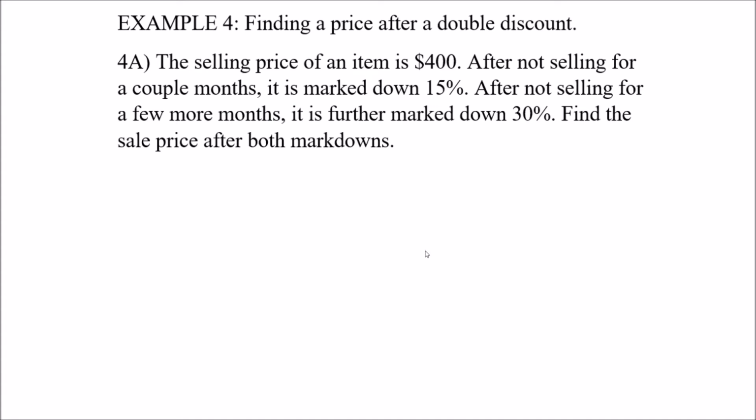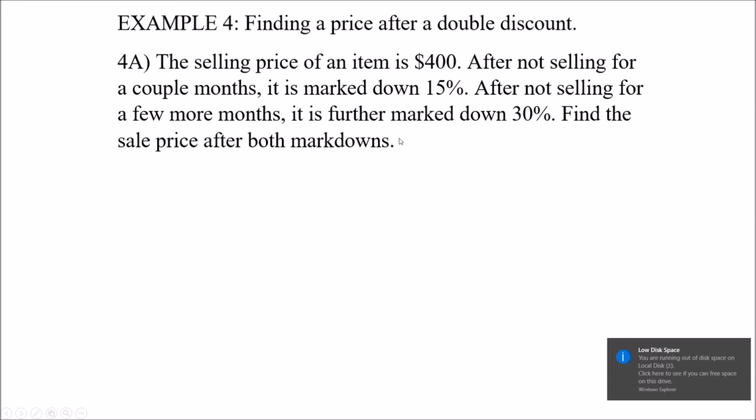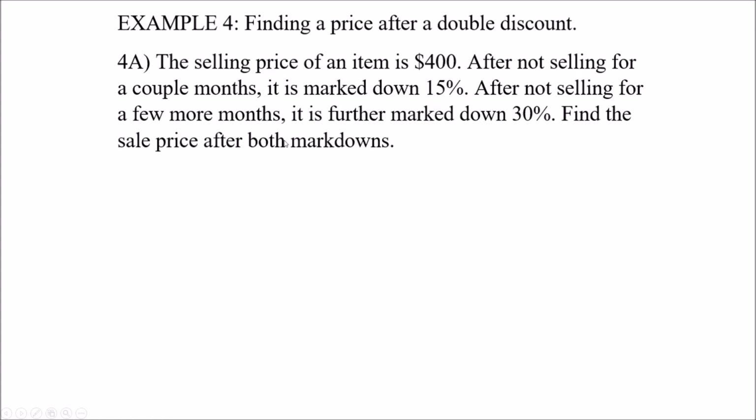4A has been pre-done for you, and it is one of probably the most challenging problems in regards to markdown. The first key concept is that the common mistake is that when you have a problem like this, students think you can add the 2%, which you cannot do. So the problem says the selling price of an item is $400. After not selling for a couple months, it is marked down 15%. And then it still doesn't sell for a few more months, so it's further marked down 30%. And then we have to find the sale price after both markdowns.